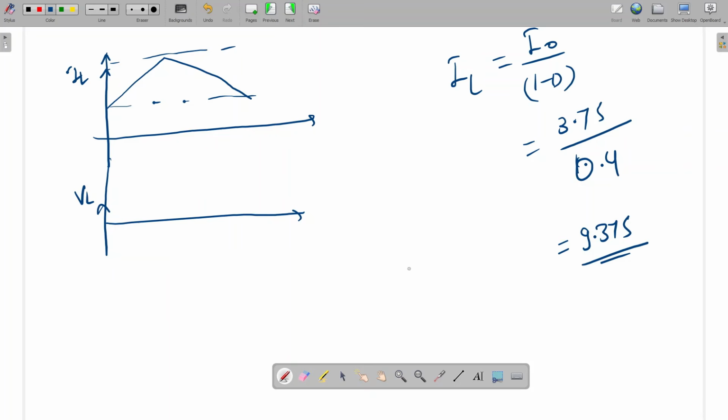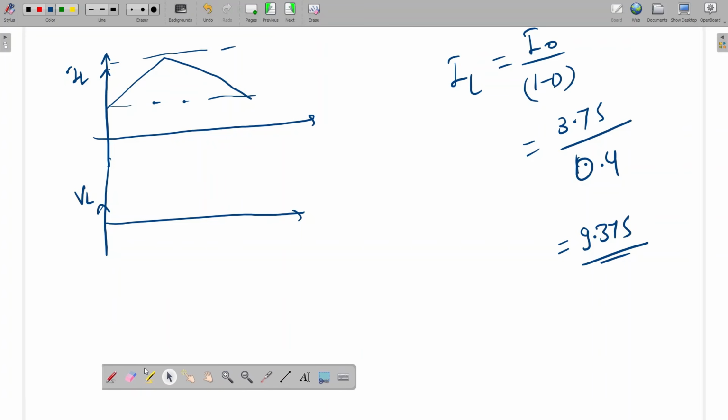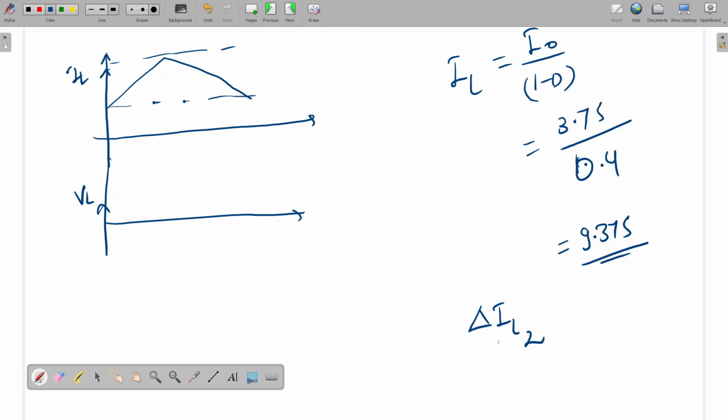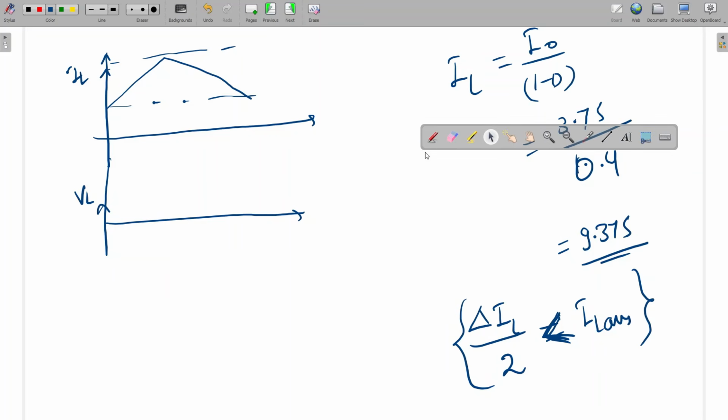Okay, so we can analyze the boundary condition. Boundary condition means delta IL by 2 should be equal to IL average. If IL average is greater than delta IL by 2, then it will be continuous. Okay, so I am going to explain a little bit about the boundary condition.